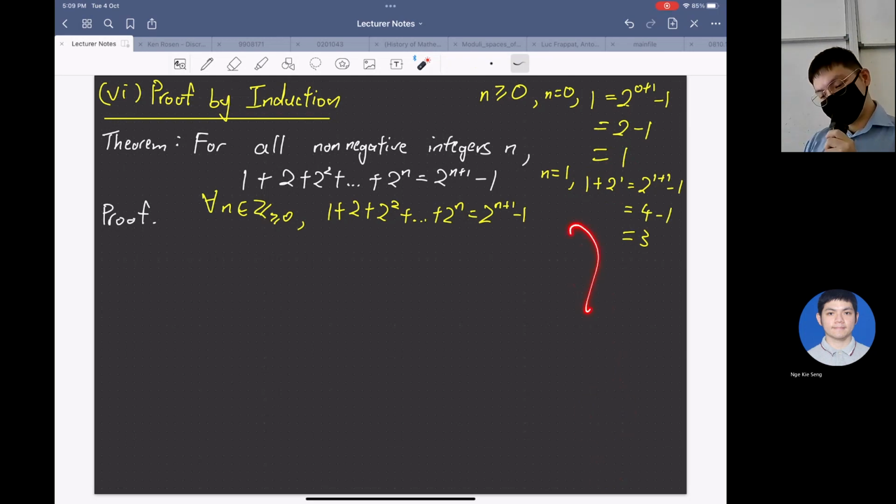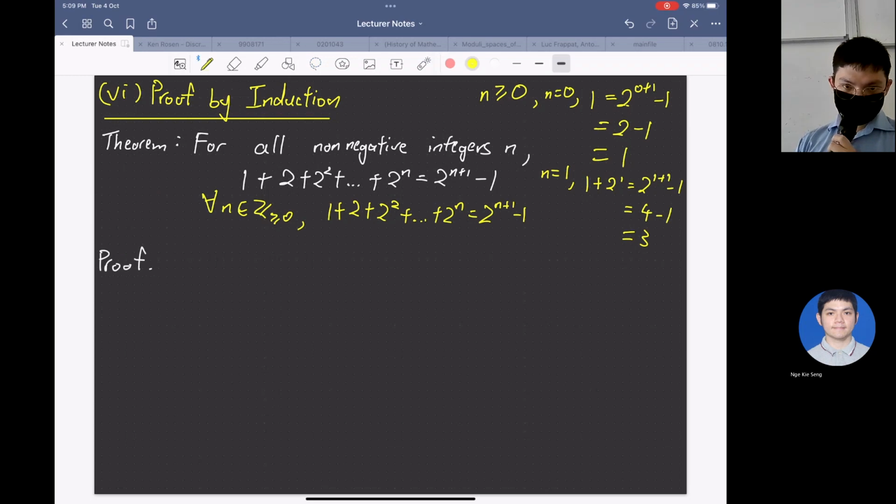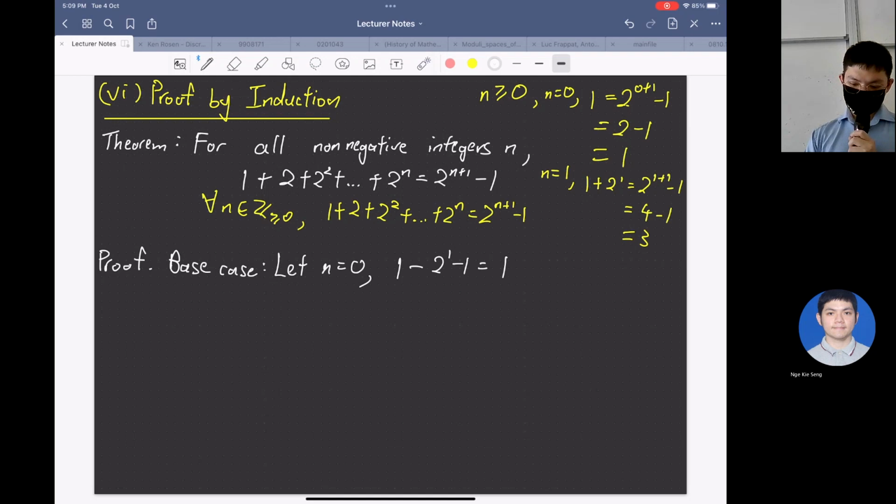But you can't check it for arbitrary n. So what we are going to do now is induction. I will show you this induction here. Proof, base case. Induction needs to start with a base case. The base case starts from n equals 0. So let n equals 0. The left side is 1, and the right side is 2 minus 1, which is 1. Base case verified.